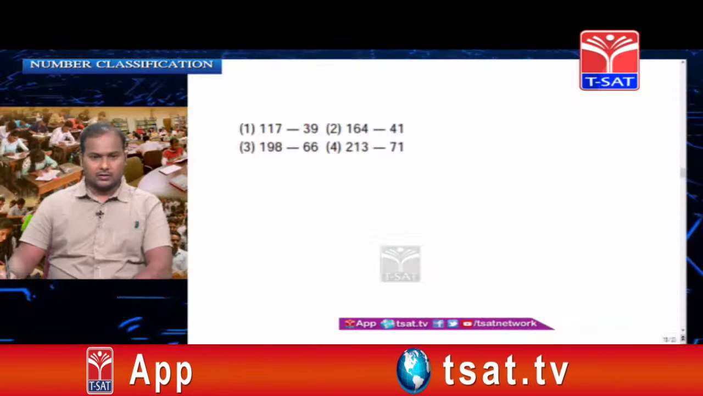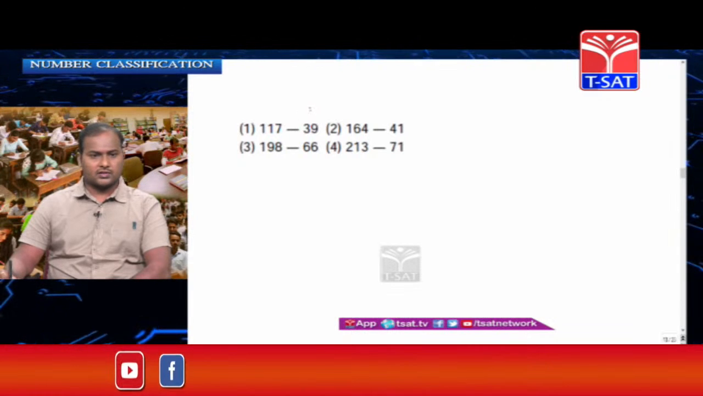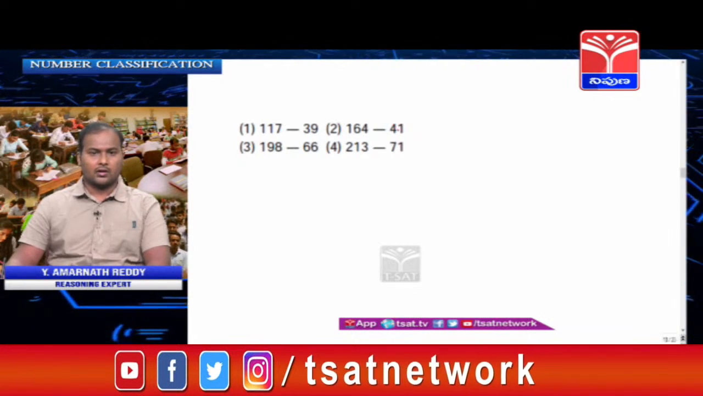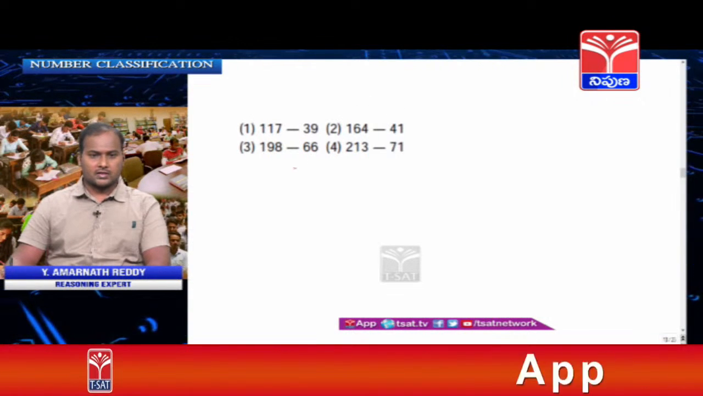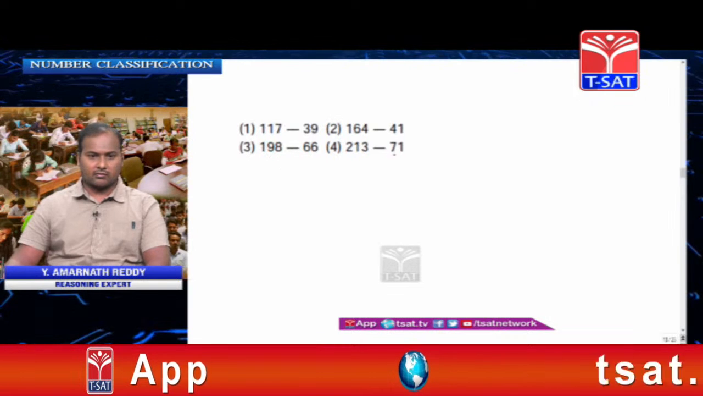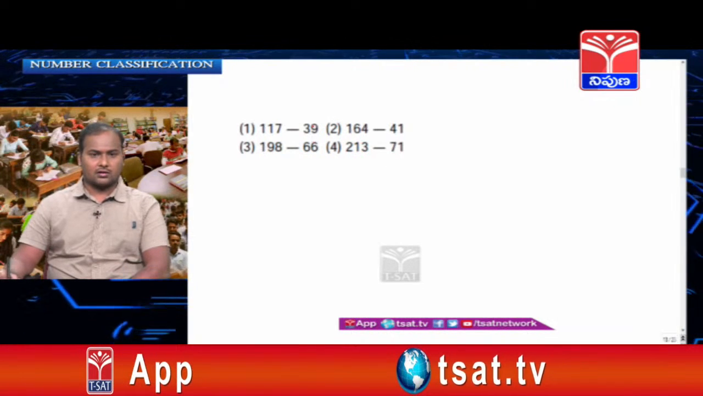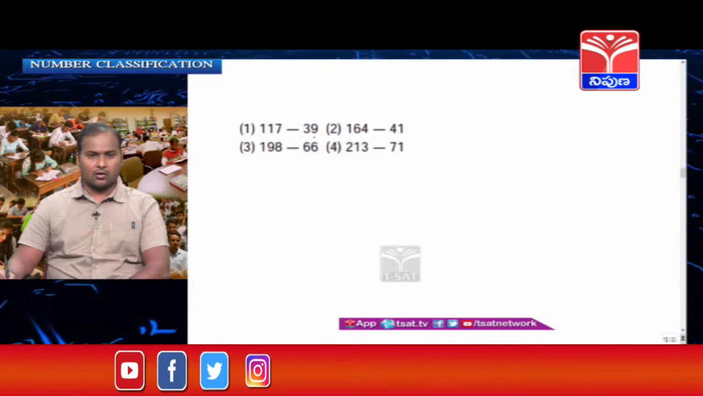Look at this question. In this particular question, 39, 117. The moment you see this, always check the range. 39, 117, so the range is increasing. Here 41 to 164, here also the range is increasing. 66 to 198, the range is increasing. 71 to 213, the range is also increasing. The moment you see this, you check how many times it is increasing. That is very important. How many times?